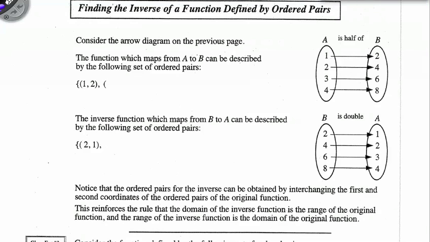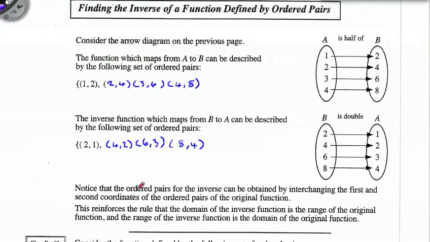So 2, 4, 3, 6, and then 4, 8. So the inverse function which maps from B to A, notice what happens is the points get turned around. 2, 1, 4, 2, 6, 3, and 8, 4.